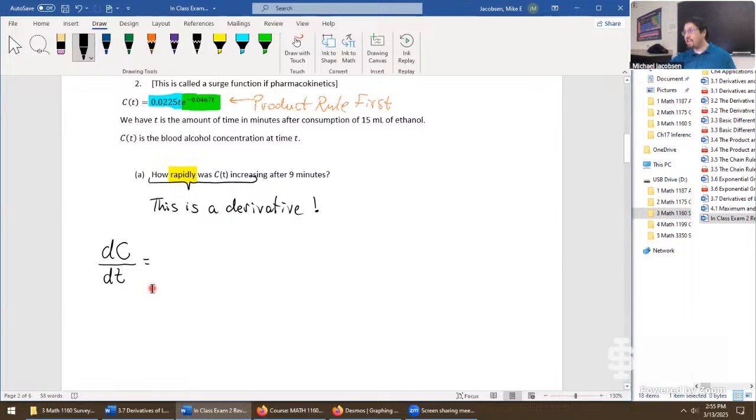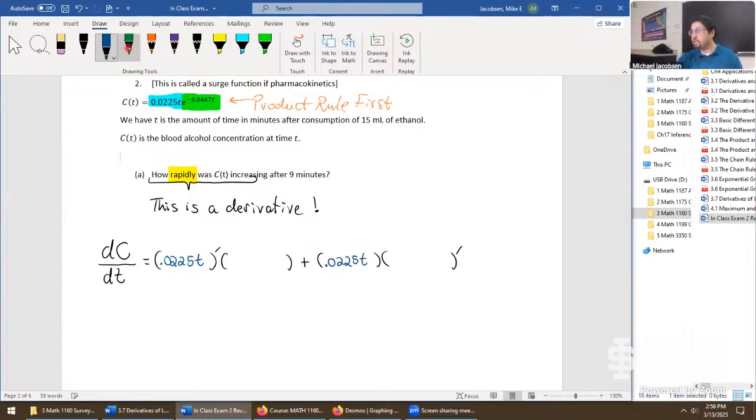So here is the pattern of attack on the product rule. This is a good one to be careful on as well because it's just more abstract as an applied problem. So there's my start. Next, we copy in the factors. 0.0225t will go here and here. Next, the more complicated factor, the exponential function, goes here and here. So two derivatives to take.